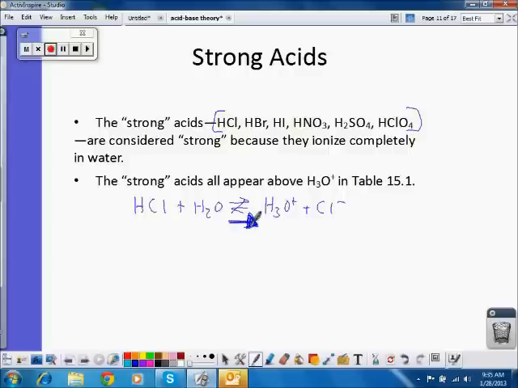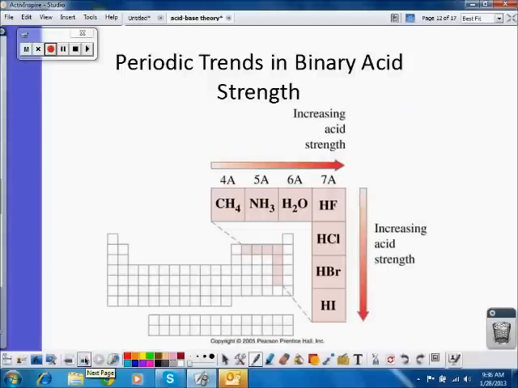Okay, and you have a table of acids. Table 15.1 in your book has a table of acids, strong and weak, listed in order of strength. And the strong acids are all above hydronium. Hydronium, remember, is also acidic. Okay. So that means that the other acids are weak acids.